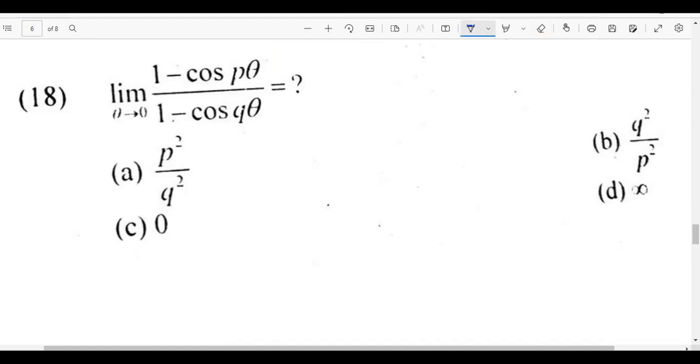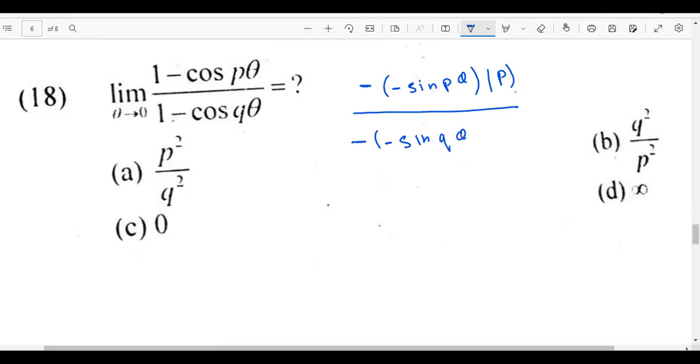For cos, it would be minus sine. So minus into minus sine p theta, and we multiply the derivative of the angle, that would be p, divided by minus sine q theta into q. Okay, now when we plug in 0, this would again not serve the purpose. This would again give us the wrong answer because sine 0 is 0, sine 0 is 0, so 0 by 0 again indeterminate. We need to differentiate it once again. So minus into minus would become plus. And yeah, let's differentiate it again.